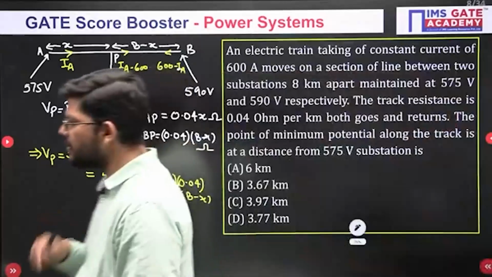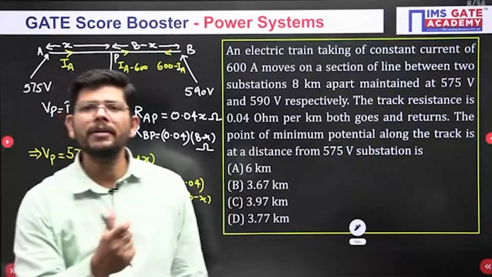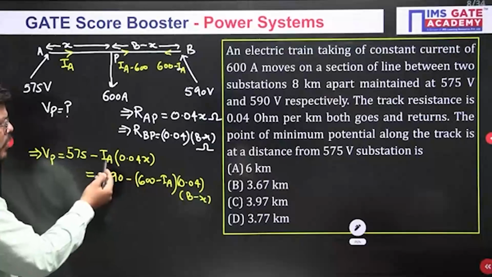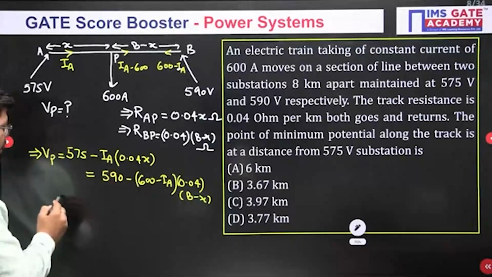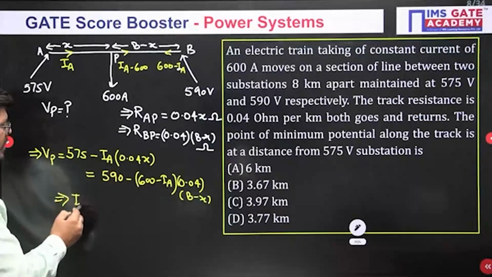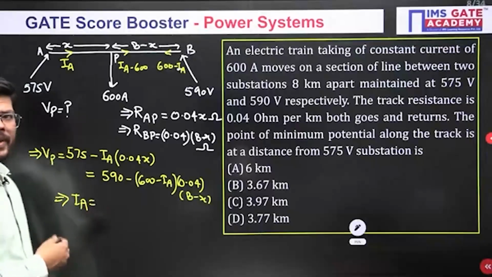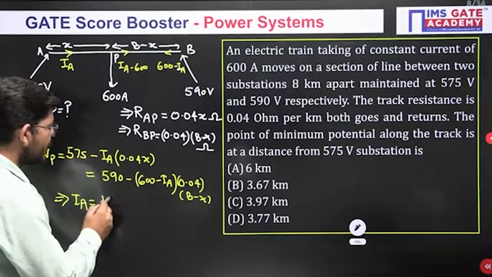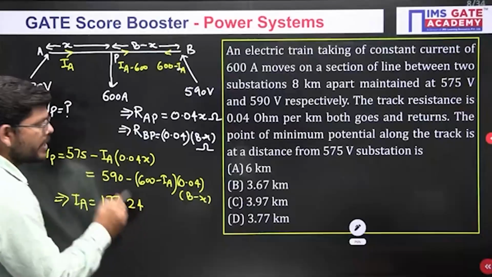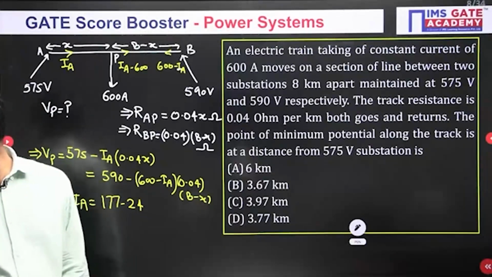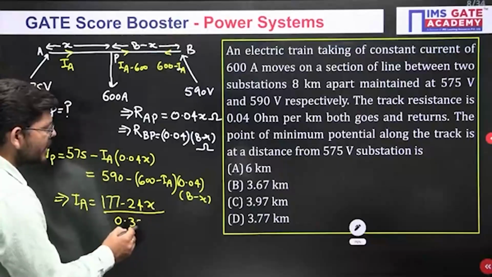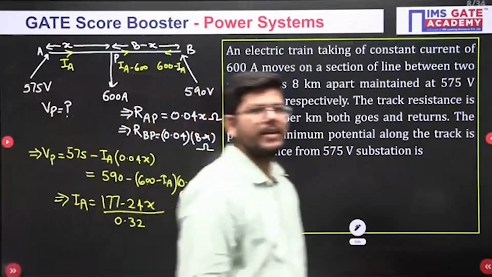Because from both ends, if you are writing it, it should come the same. So if we write this equation, there are only two unknowns here, IA and x. If I solve for IA, we get one equation: IA equals 177 minus 24x upon 0.32. We will get this equation in terms of IA.